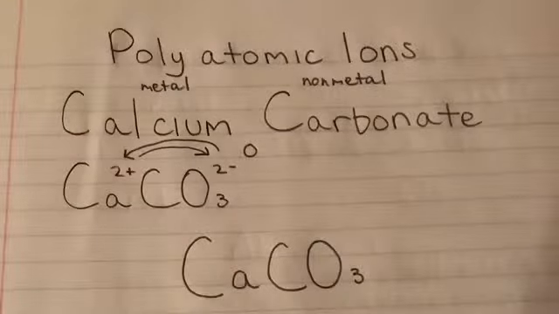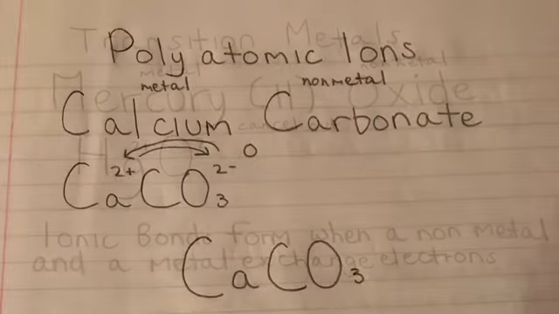For our polyatomic ion, we chose calcium carbonate. It is CaCO3. Calcium has a charge of +2, and carbonate, being CO3, has a charge of -2, so they cancel each other out. And since it is CO3, the 3 remains at the end.